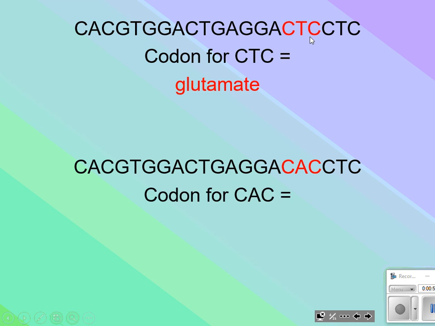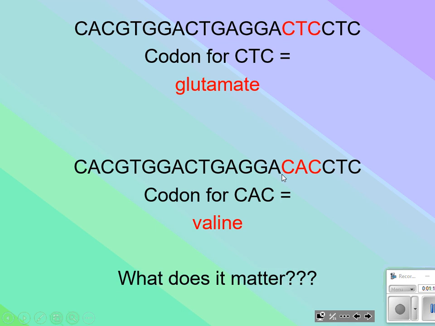Now we look down at the bottom one. We're reading CAC, which transcribes into GUG, which gives us valine. So we have changed the amino acid, right? It's still only one amino acid that's being changed. Does that make a difference? Absolutely. Okay, absolutely.